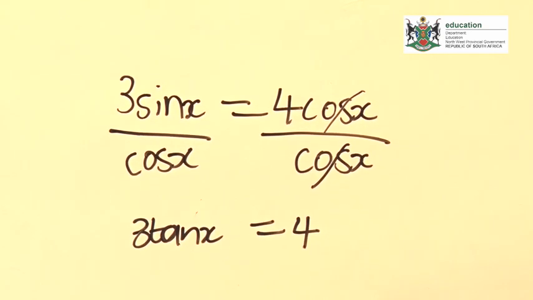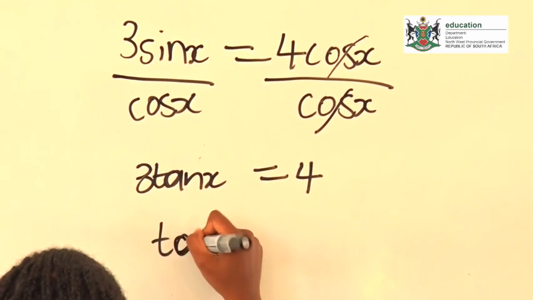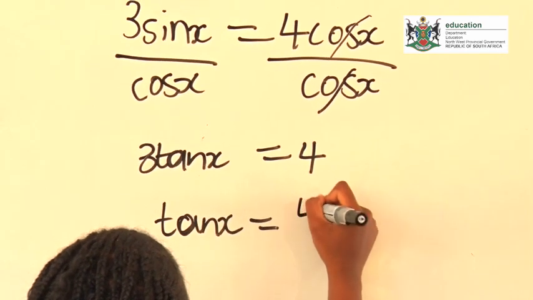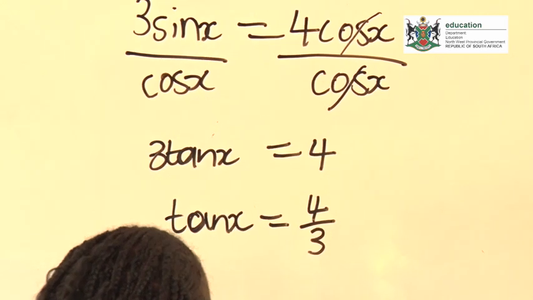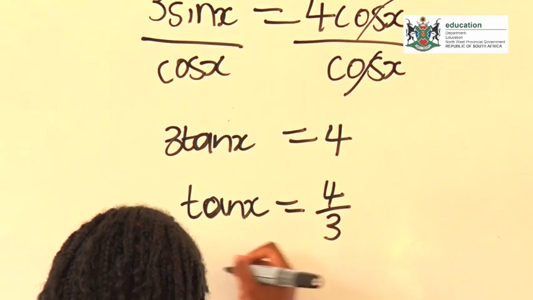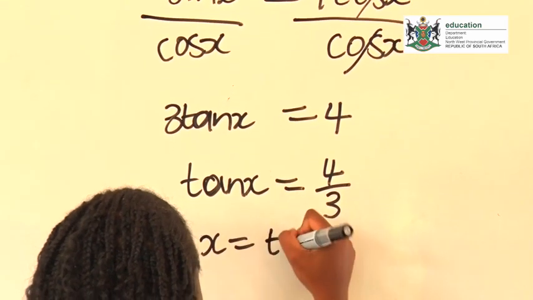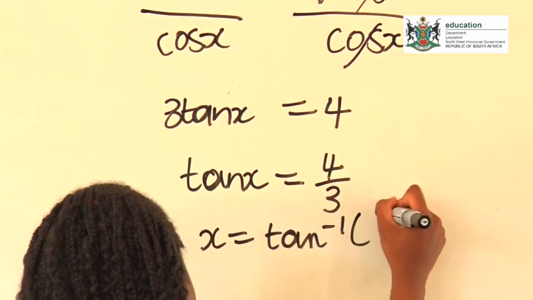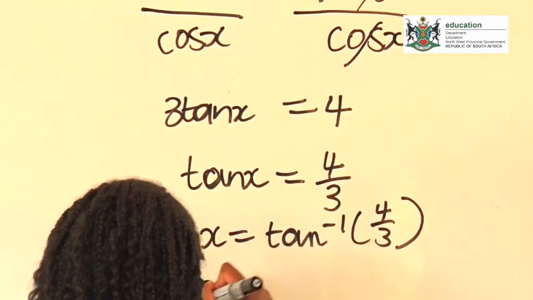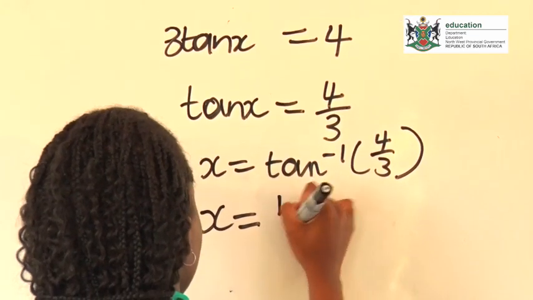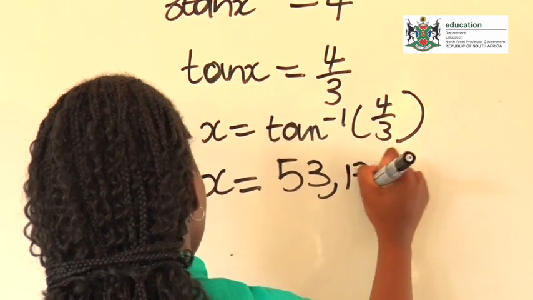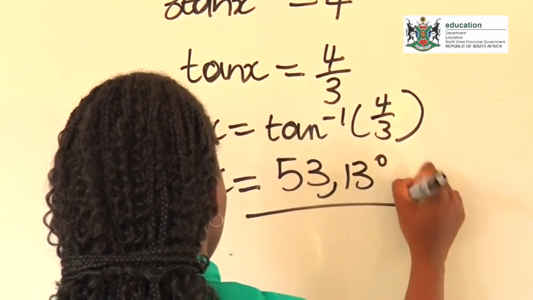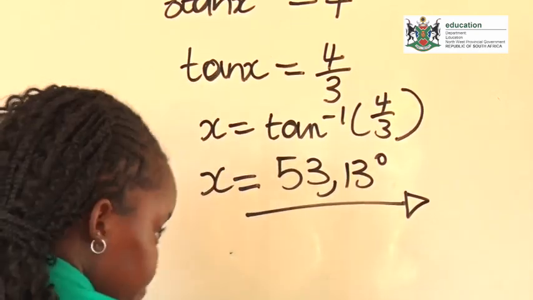But because we want to isolate tan, we divide with 3 both sides, which is going to be tan x is equals to 4 over 3. And then we say, we move tan to the side. x is equals to tan the inverse. So x is equals to 53.13 degrees. 53.13. Have we answered the question?